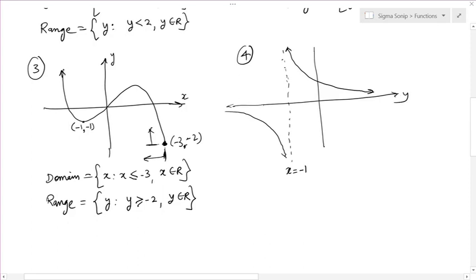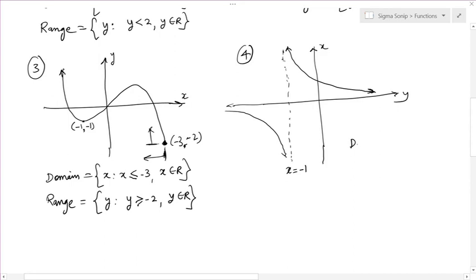So this is y. You can see that there are two asymptotes. One is a vertical asymptote at x equal to minus 1. The other one is this horizontal asymptote, which is basically just the x-axis. And these considerations go into writing domain and range.